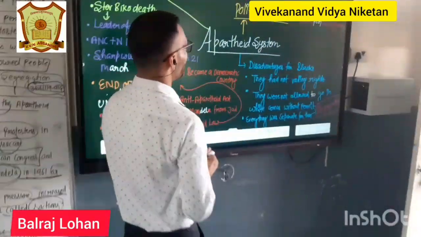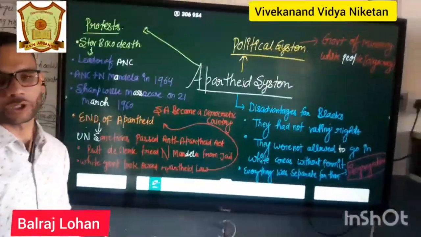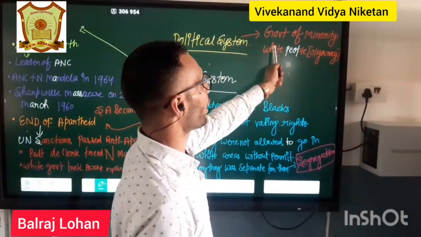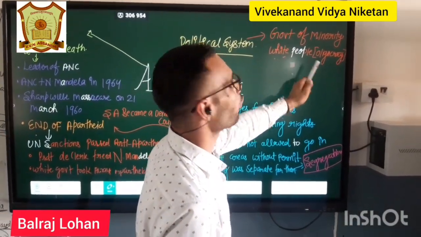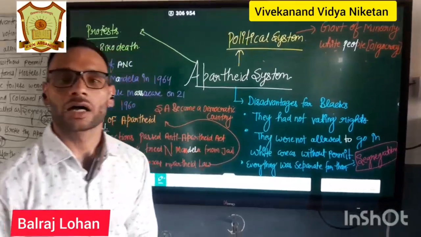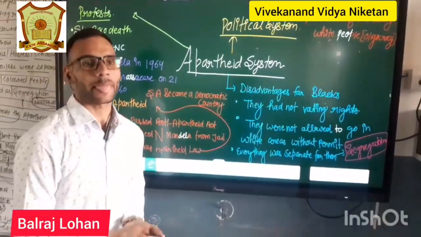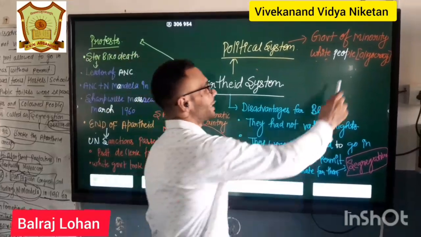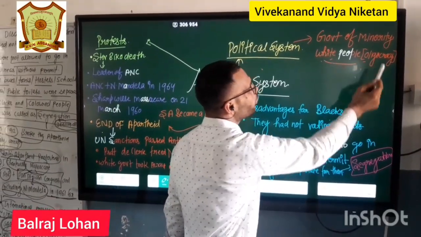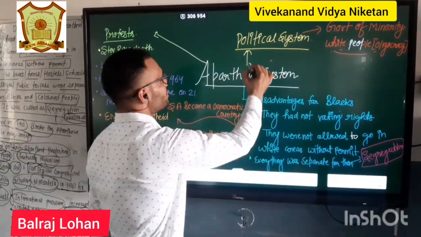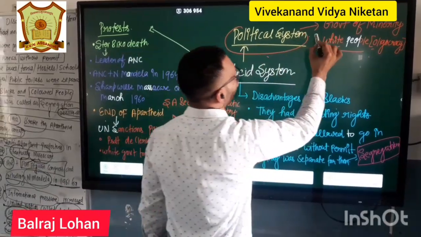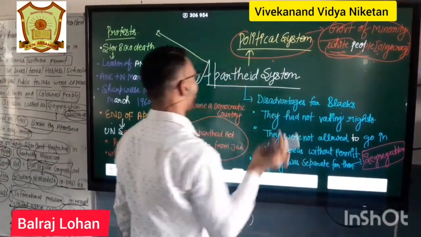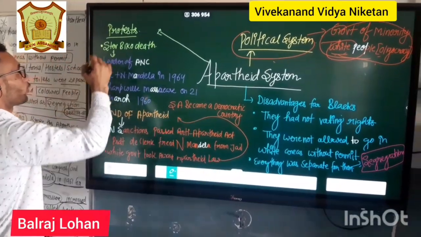So this is the apartheid system, and what was the political situation in South Africa? The political system was a government of the minority white people, called oligarchy. Oligarchy means government by few people, also called government by the minority. So in the apartheid system, the government was of white people in South Africa.